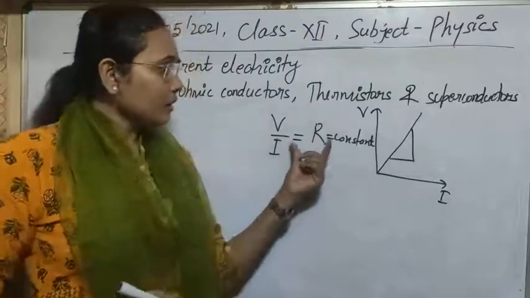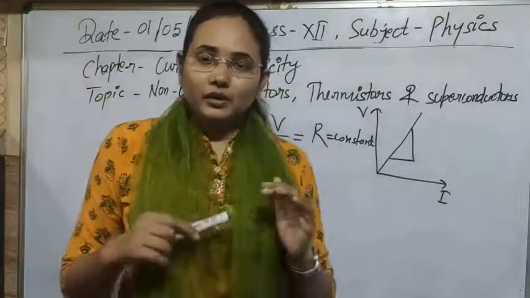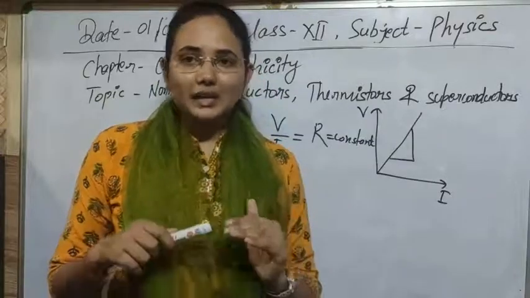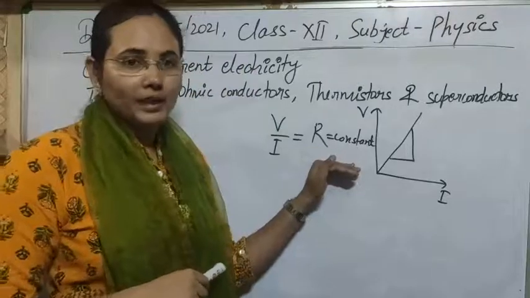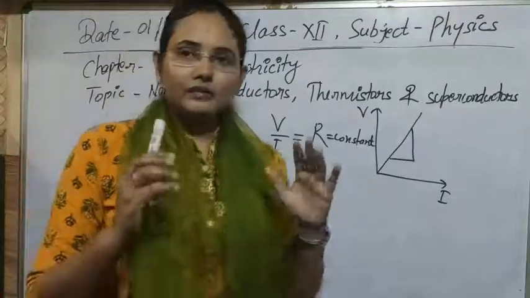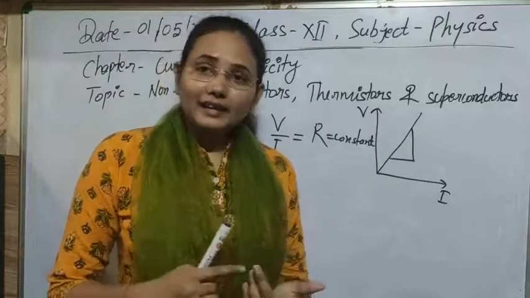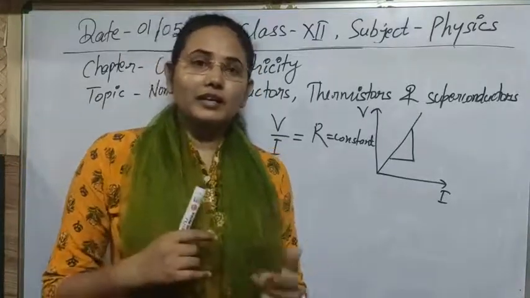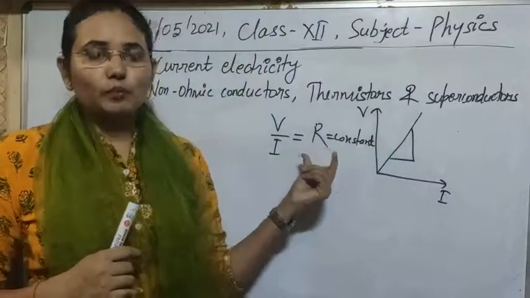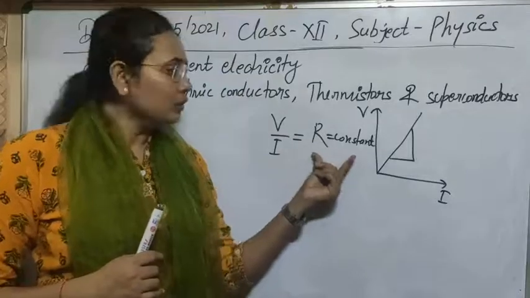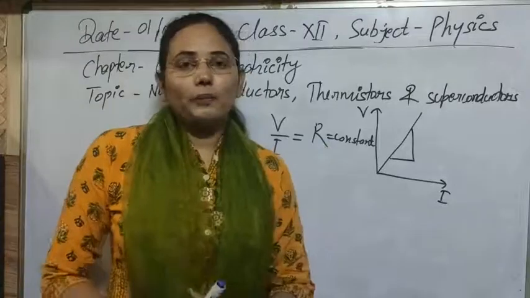Clear? So this is our Ohm's law, and the devices or conductor materials that obey this law are called ohmic conductors. It means that if for that conductor you plot the VI characteristic, and in that characteristic you calculate V upon I, meaning the slope at any point, and it gives you a constant value, then that is called an ohmic conductor.